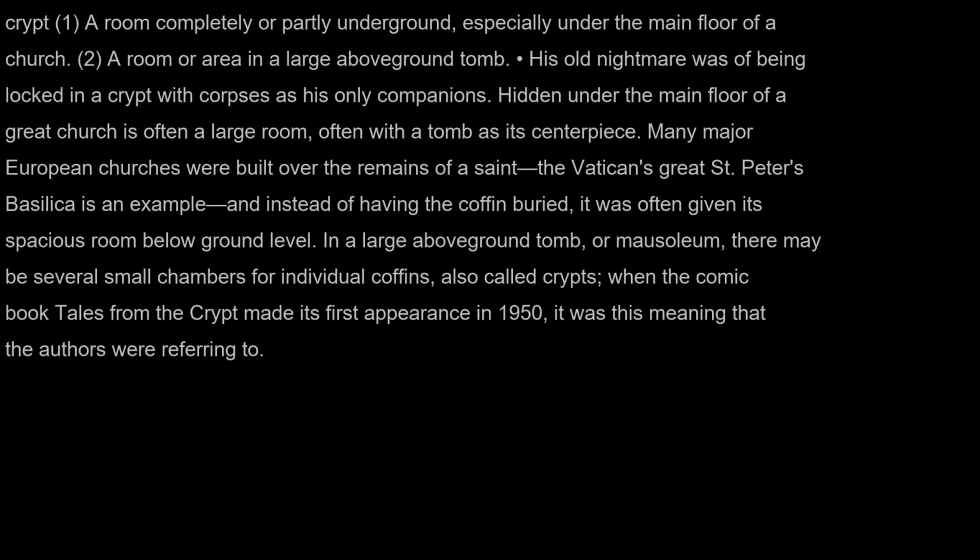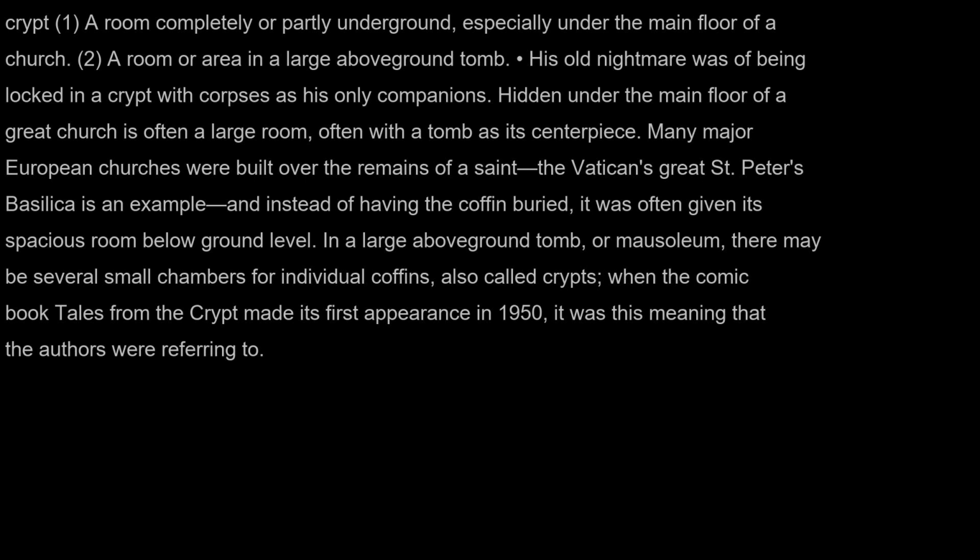Crypt: 1. A room completely or partly underground, especially under the main floor of a church. 2. A room or area in a large above-ground tomb. His old nightmare was of being locked in a crypt with corpses as his only companions.